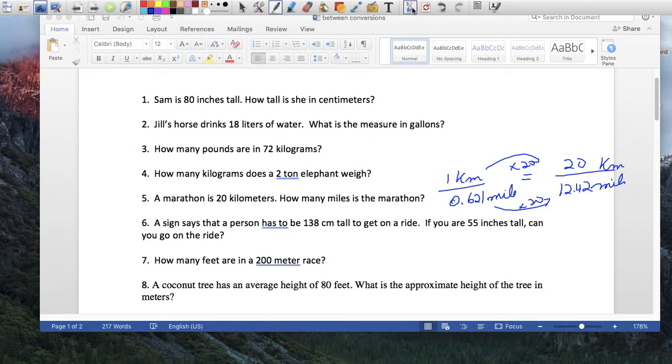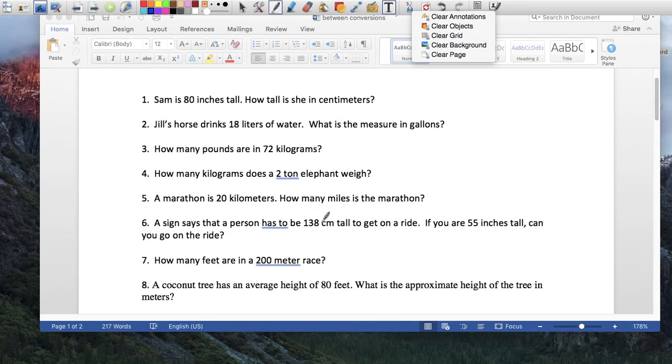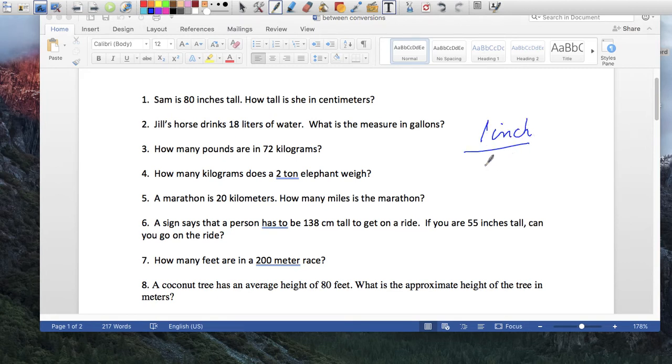Okay, hopefully you're getting the idea here. A sign says that a person has to be 138 centimeters tall to get on the ride. If you're 55 inches tall, can you go on the ride? Well, obviously we have to change the 55 inches to centimeters to see if he's tall enough. So, inches to centimeters. 1 inch equals 2.54 centimeters.